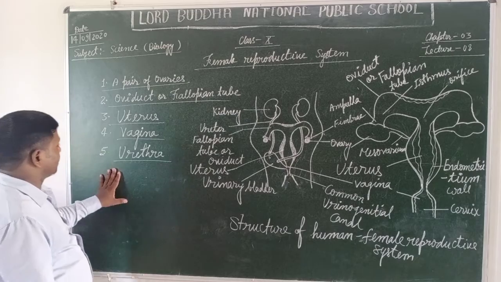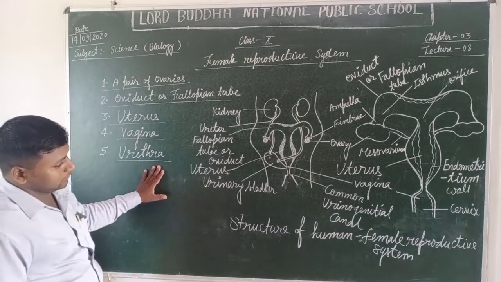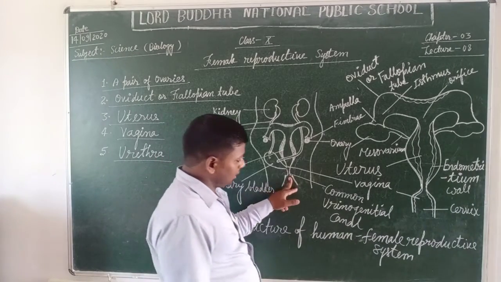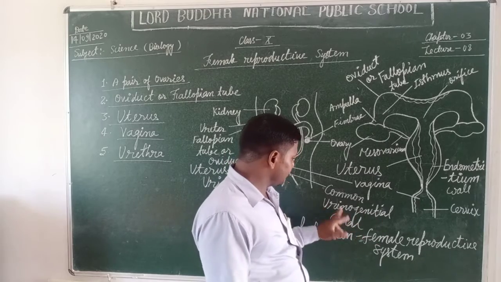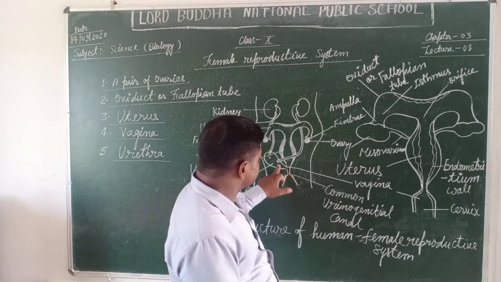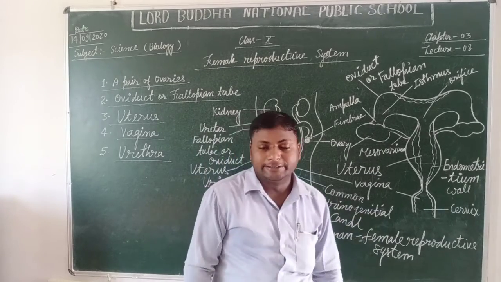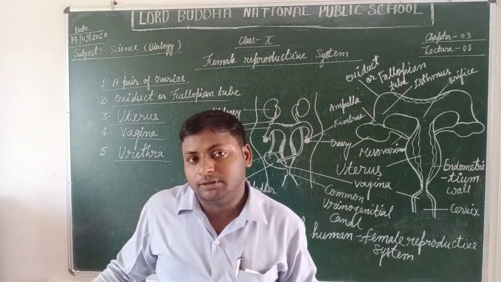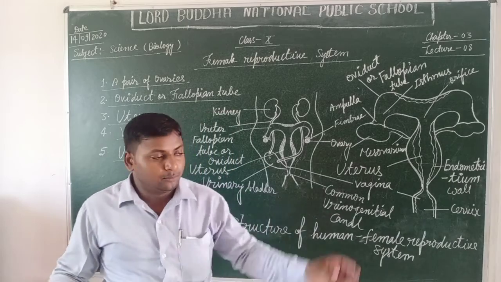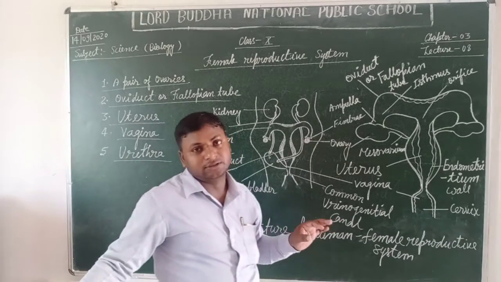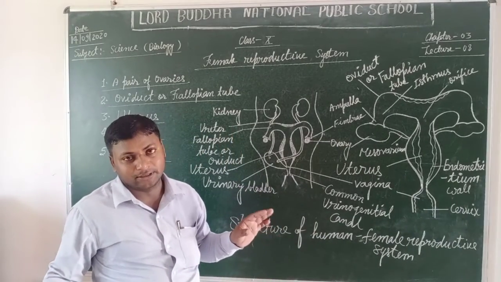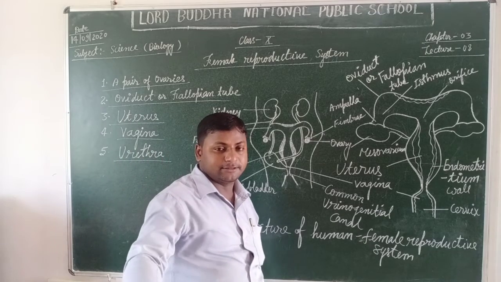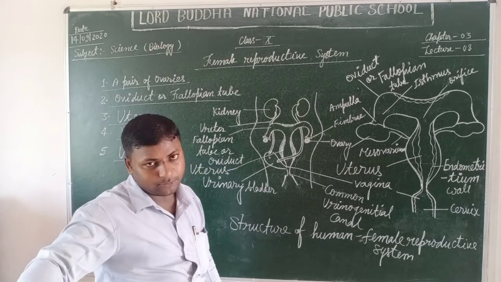Now students, the last one is the urethra. Urethra is also called the common urinogenital canal, because through it urine is discharged, and it also becomes part of the birth canal. Its length is about 2 to 3 cm in female.